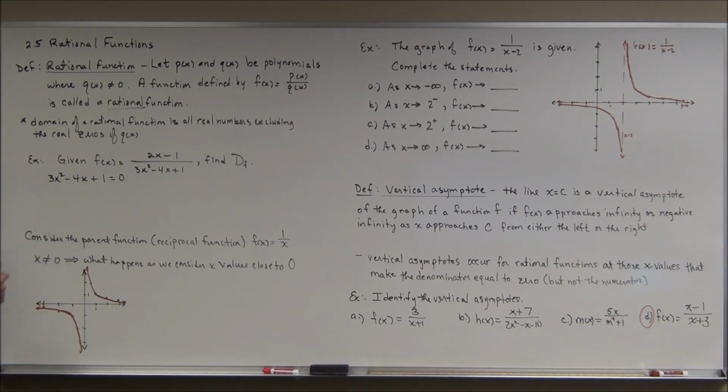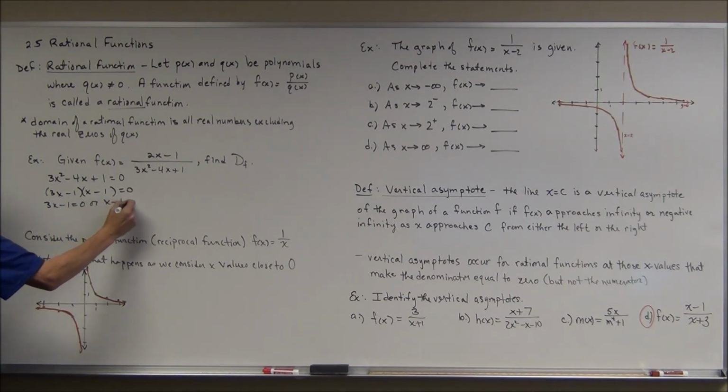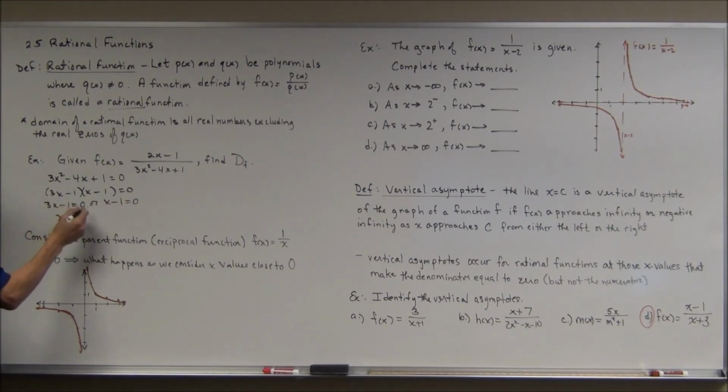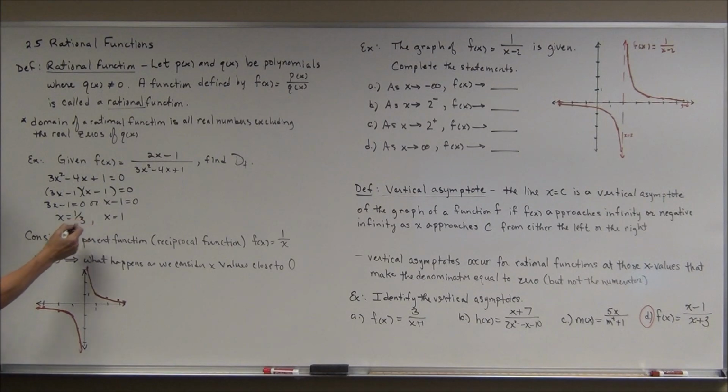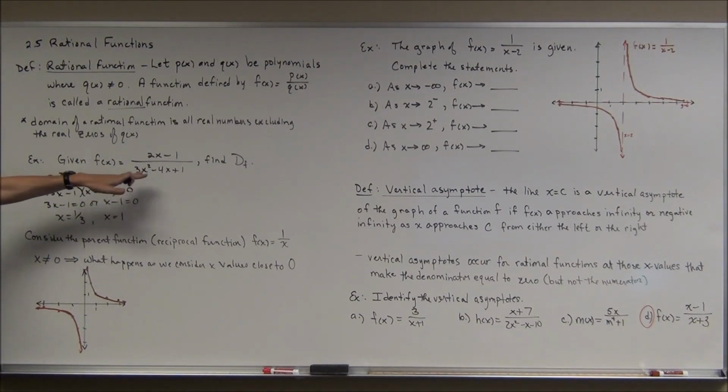So I will go ahead and solve this quadratic. This one actually factors, which is always convenient. Looks like 3x minus 1 and x minus 1. I set this equal to 0, I set this equal to 0, and I get x is equal to, add 1 divided by 3, 1/3. Add 1, x is equal to positive 1. Those are the two values that make my denominator 0. So they're excluded from the domain.